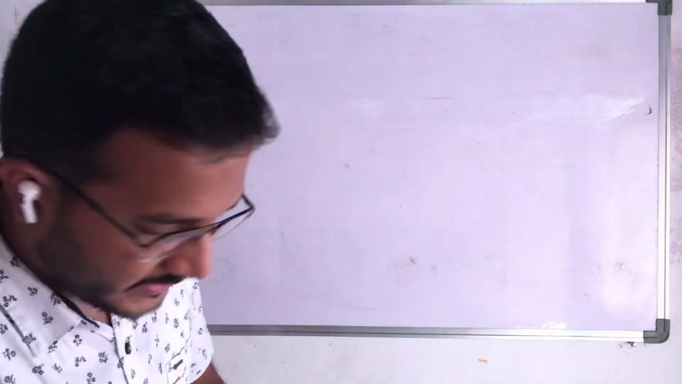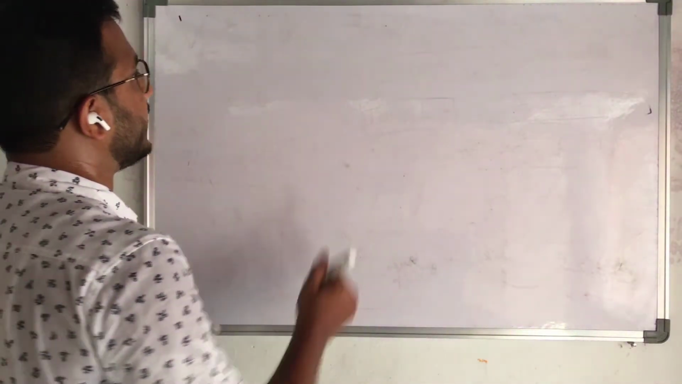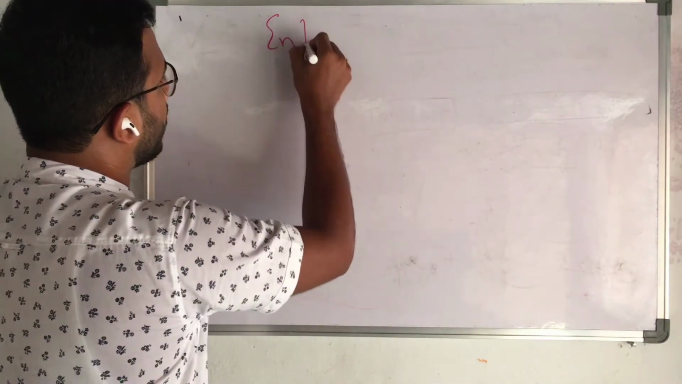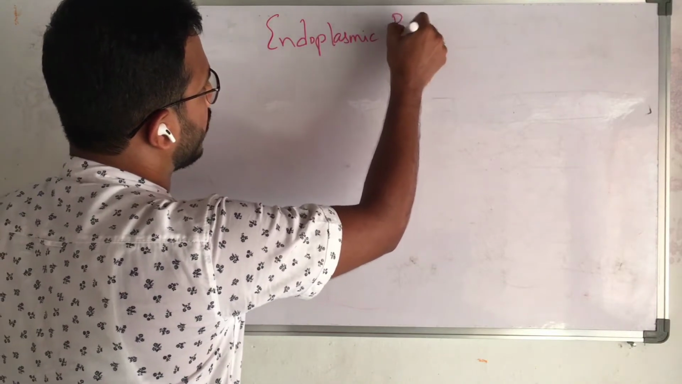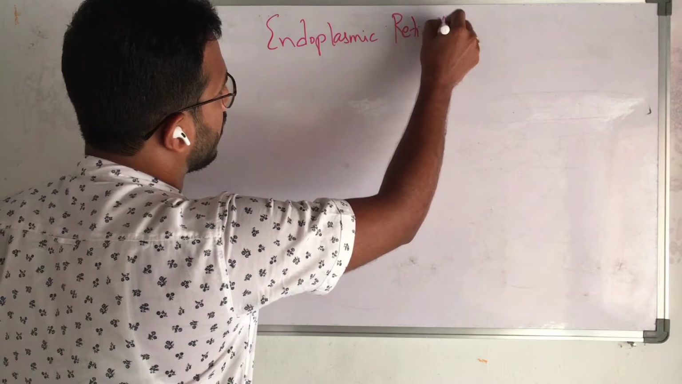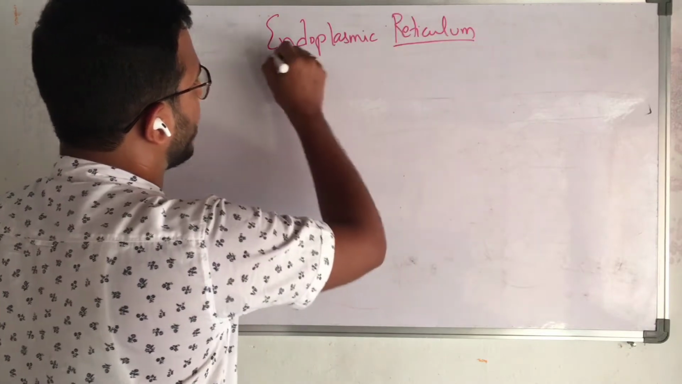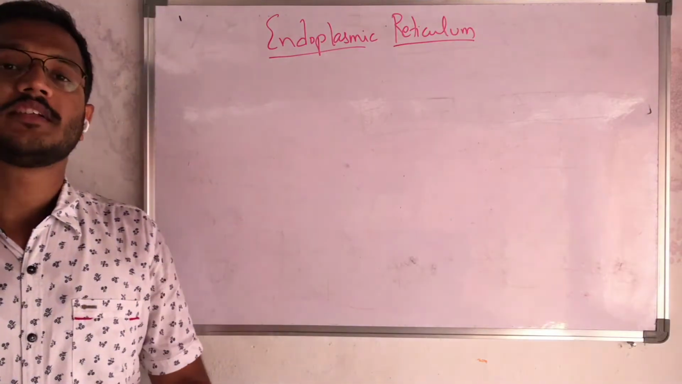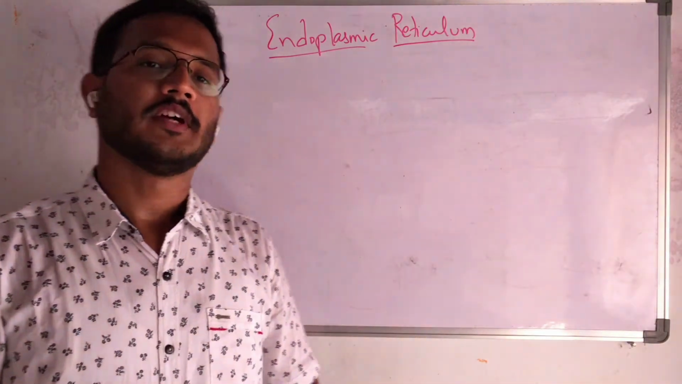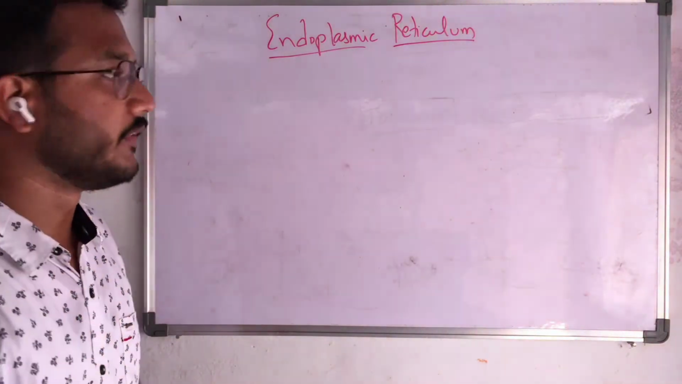Now we will see another cell organelle, that is endoplasmic reticulum. What is endoplasmic reticulum? Where is it present, how many types are there, what is the structure and what is the function of endoplasmic reticulum, that we will see now.